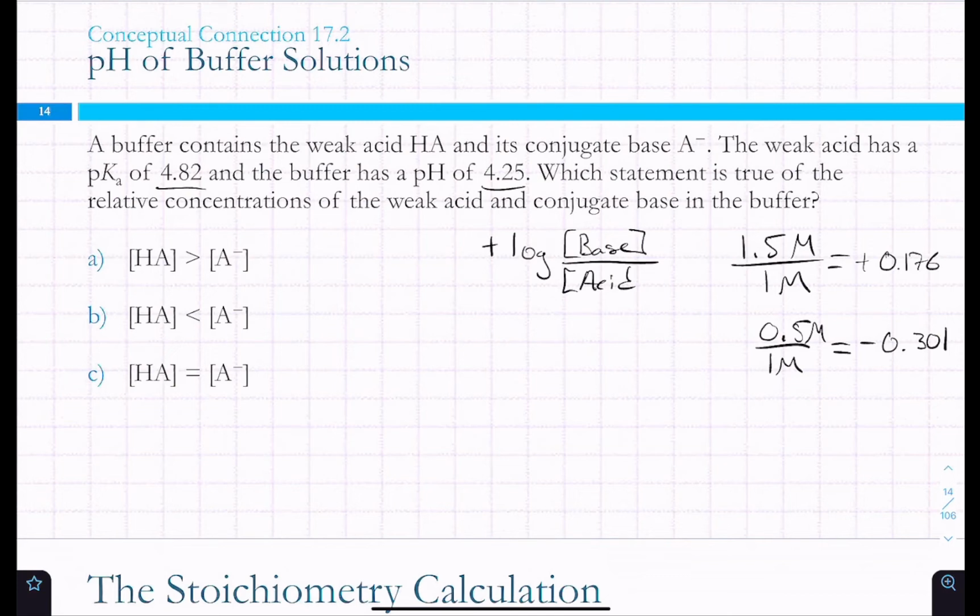So our pH here is less than pKa. In the Henderson-Hasselbalch equation, there would be pKa plus the log. So is the acid concentration greater than the base, less than the base, or the same?